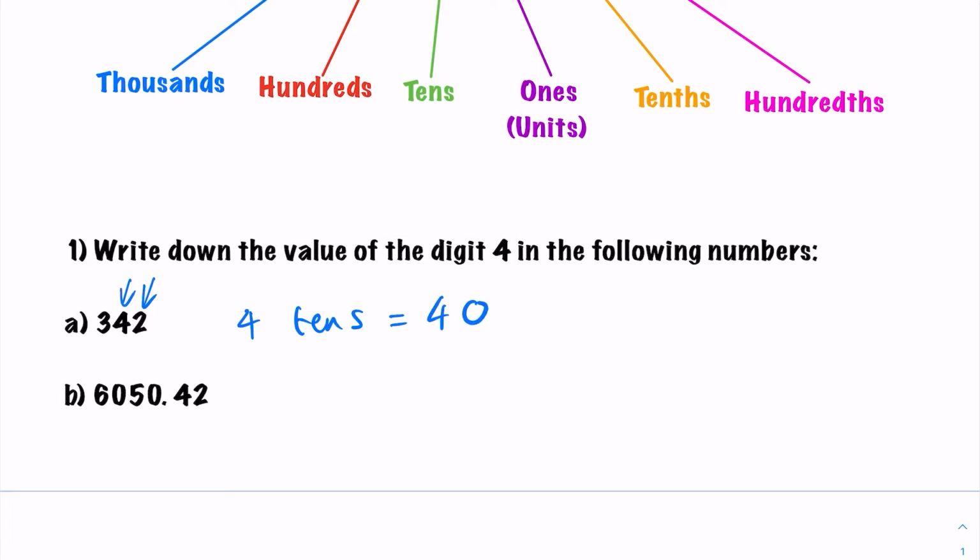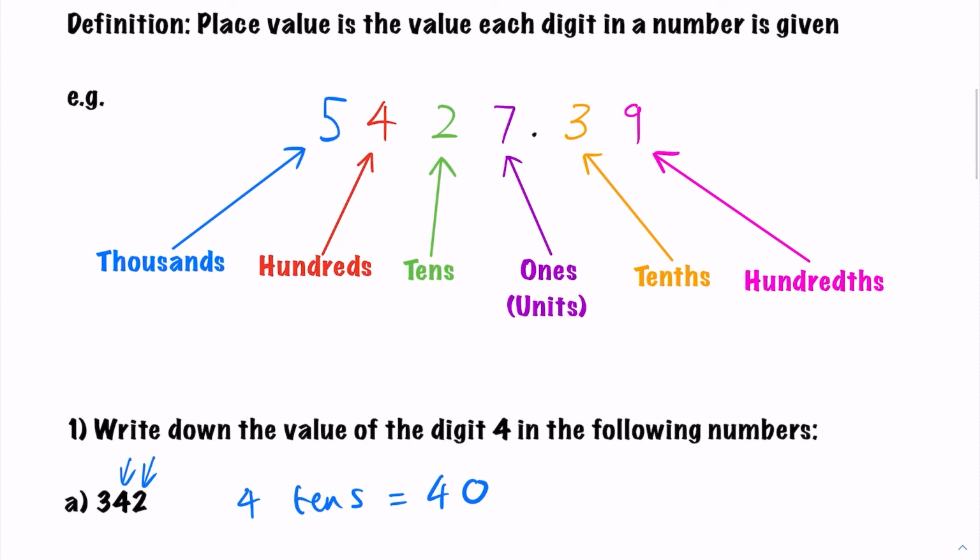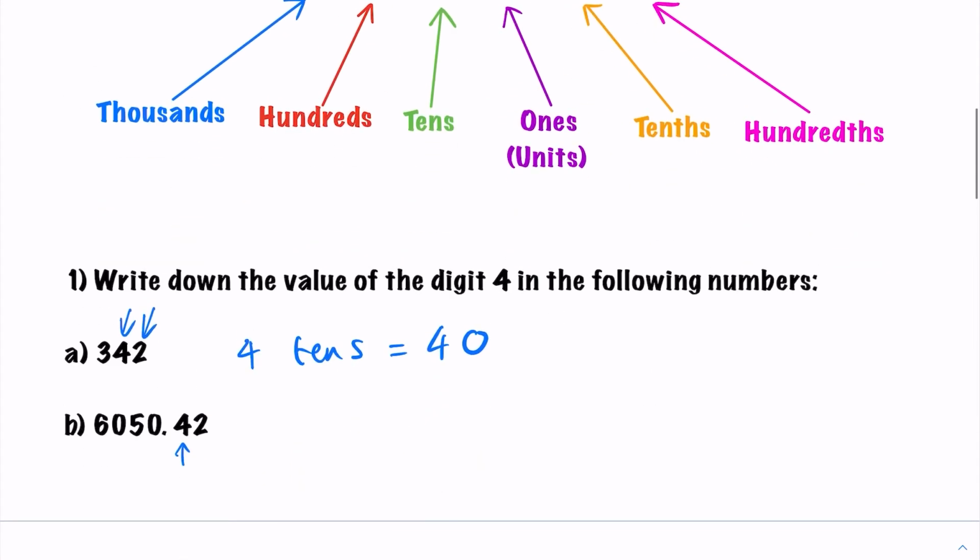Now the value of the digit 4 in this one, this is the first one after the decimal point. And if you look back at the example number here, we said that was the tenths. So you have 4 tenths, which would be 0.4. Okay.